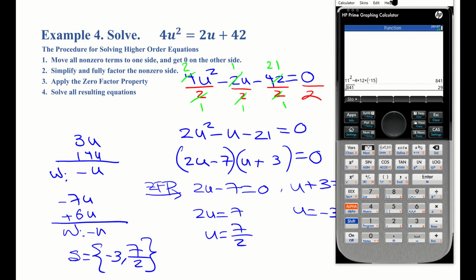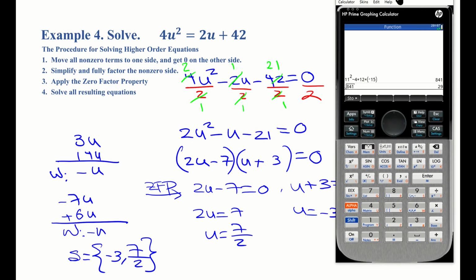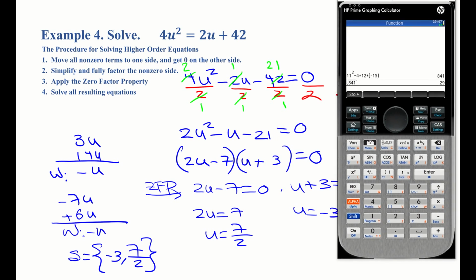So remember, we're going to plug into the original equation. Our video would be far too long if I wanted to do all of that manually, so let me just at least show you the verification. So on the left side, we have 4u squared, so 4 times negative 3 squared.